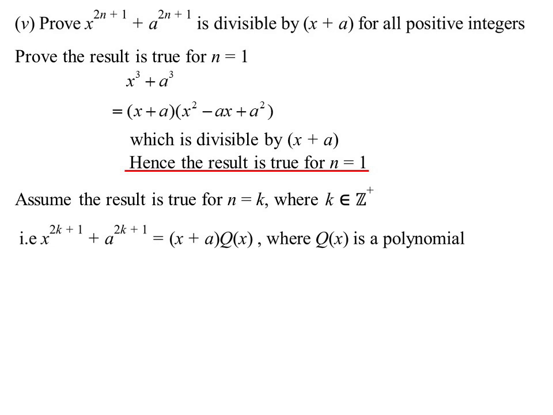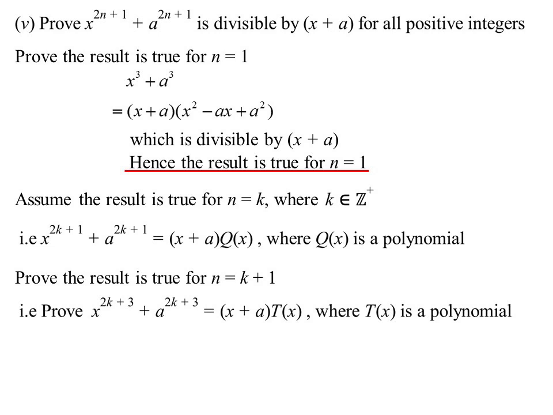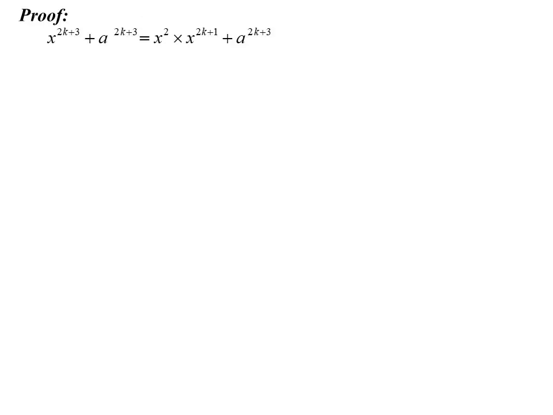So I'm defining q(x) to just be a polynomial. It doesn't necessarily have to be an integer in this case. As long as x plus a is a factor of this polynomial, we're okay. And we're going to prove another polynomial, t(x). We want to prove x to the power of 2k plus 3 plus a to the power of 2k plus 3 is x plus a times some polynomial. Okay, let's do our proof.